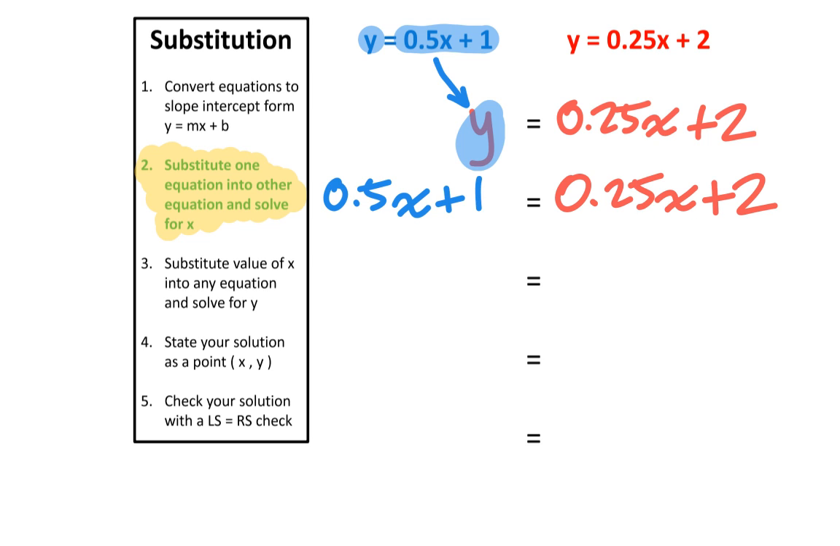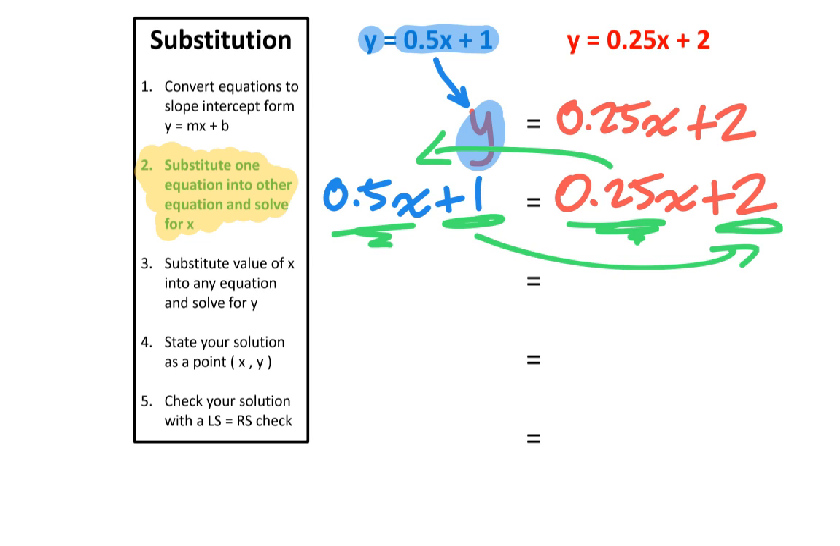At this point, you need to look for like terms. You'll notice that positive 1 and positive 2 are like terms, while 0.5x and 0.25x are like terms as well. Like terms like to be together, but you also have to remember that generally speaking, you want to keep variables and numbers on separate sides of the equation. Which means I'm going to move 0.25x to the left to be with 0.5x, and I'm going to move positive 1 to the right so it's with positive 2.